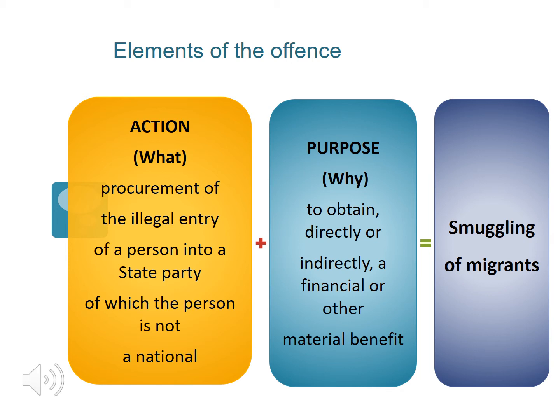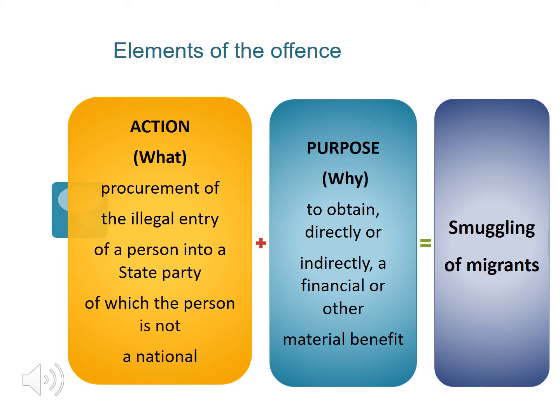Now let's look at the second component of this definition, and this is the purpose. The purpose is obtaining directly or indirectly a financial or other material benefit. This is really a key requirement of the smuggling offense. A material or a financial benefit could be any type of financial reward, non-financial reward, a payment, it could be a bribe, it could be an advantage, it could be a privilege, or it could be a service, also a service of a sexual nature.